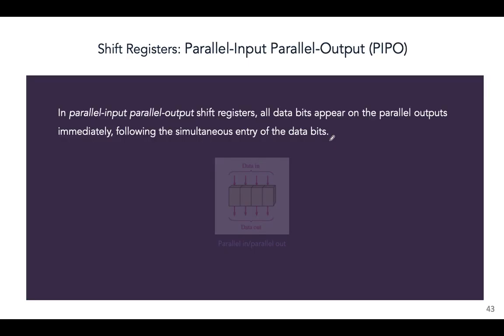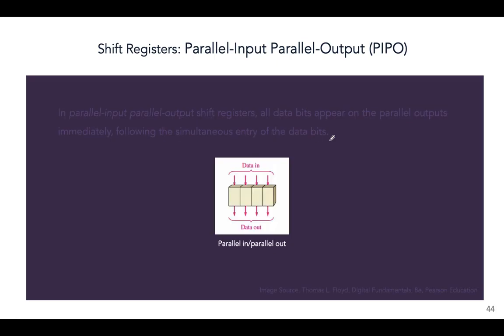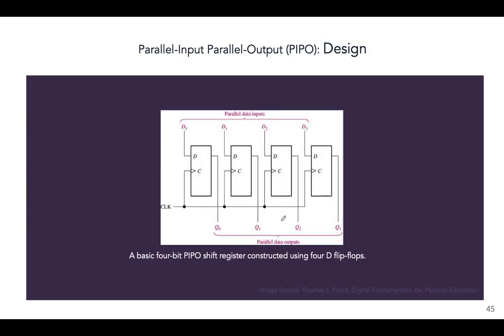Finally, PIPO, parallel input, parallel output. So the data goes in at the same time, all the bits come out at the same time. Very simply, this is how it looks. All the data going in at the same time, and the bits coming out at the same time. This is the design of a basic PIPO register.